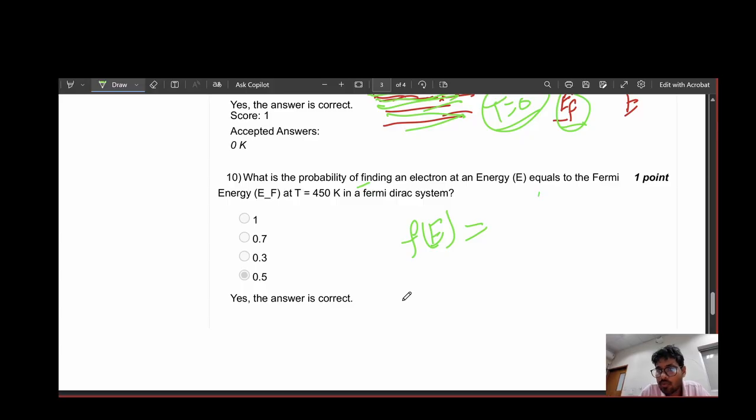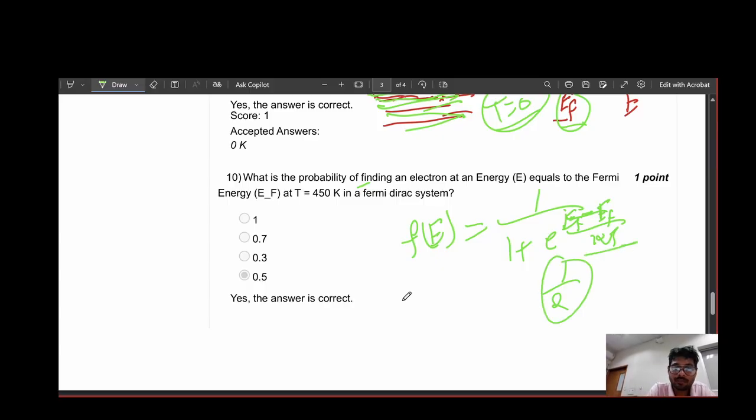So 1 over 1 plus e raised to power (E minus EF) by kT. Just put EF here. EF minus EF will be 0, e raised to power 0 is 1, and so it is 1 by 2. It will be 1 by 2 irrespective of temperature. Whatever the temperature, the probability of finding an electron at E equal to EF will always be half. So this is the correct answer.